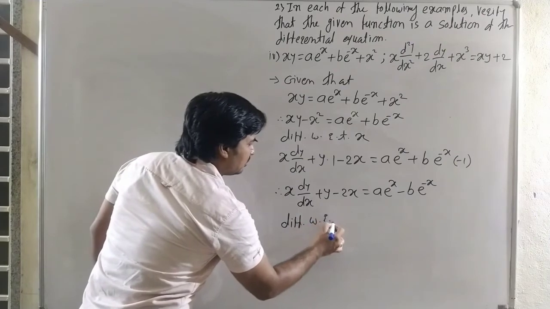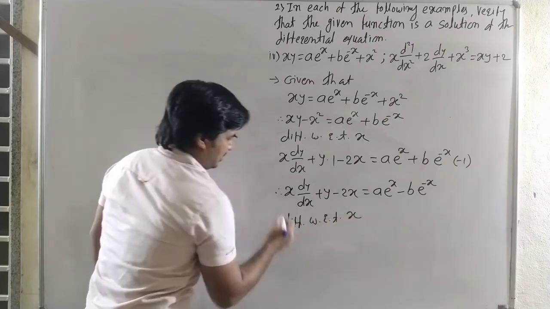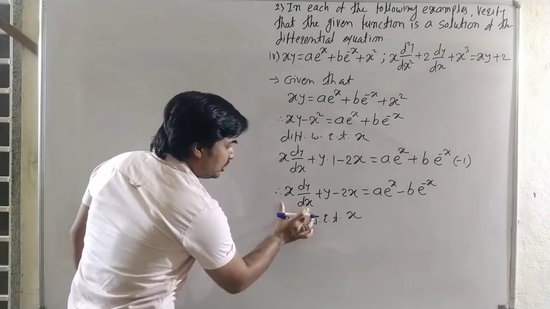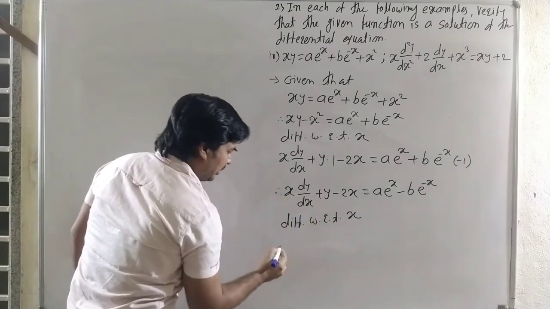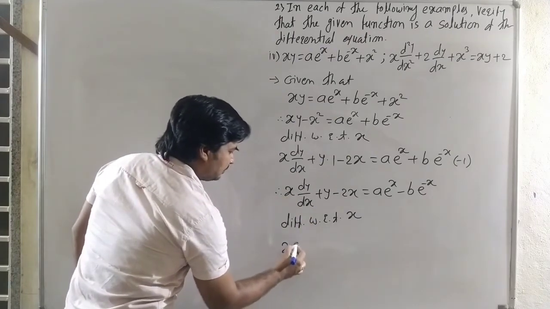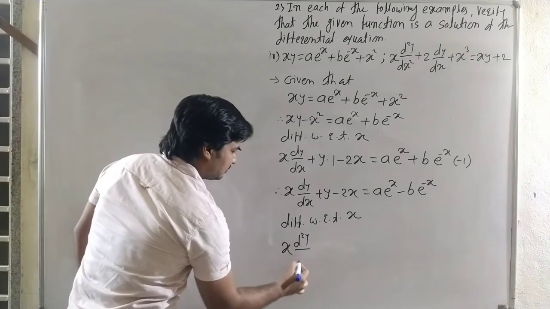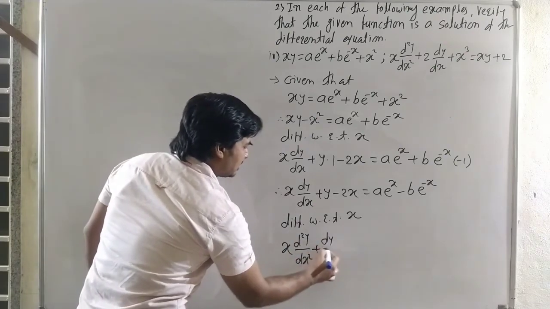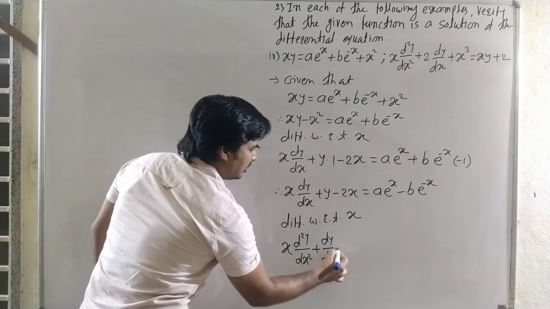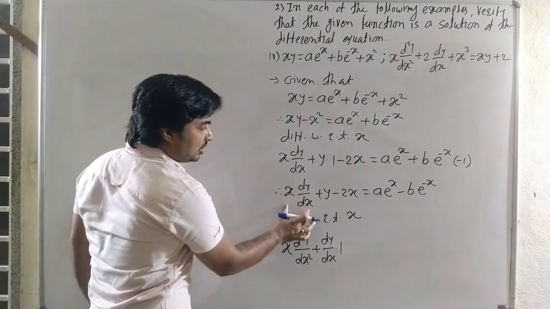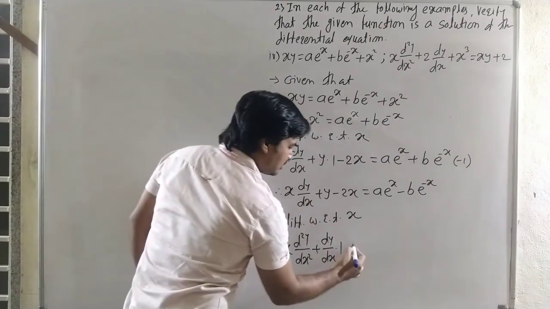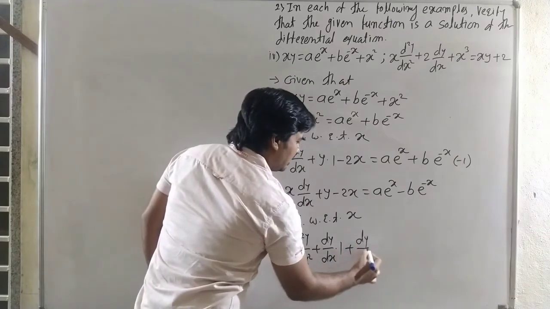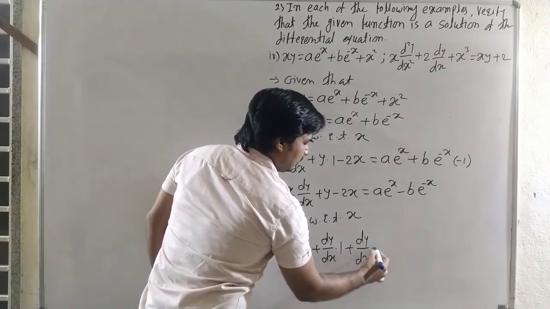Differentiate with respect to x. Then again here we use the u into v rule: first as it is, derivative of the second, plus second as it is, derivative of the first. It is the derivative of x into dy by dx, plus dy by dx, minus 2.